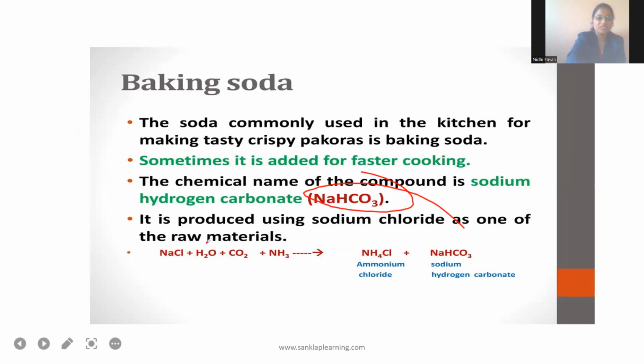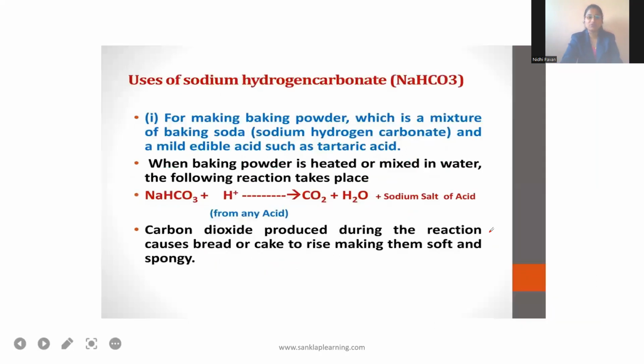It is produced from sodium chloride. When it reacts with water, and carbon dioxide is passed over it along with ammonia, the products will be ammonium chloride along with sodium hydrogen carbonate, or we can say sodium bicarbonate, which is used as baking soda. Let us see the uses of baking soda.